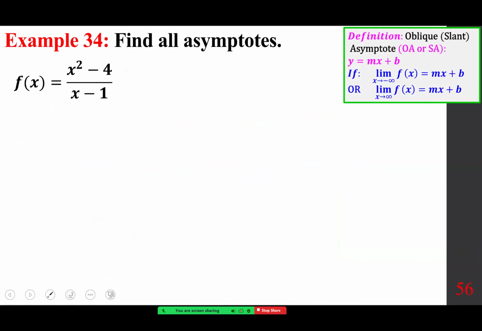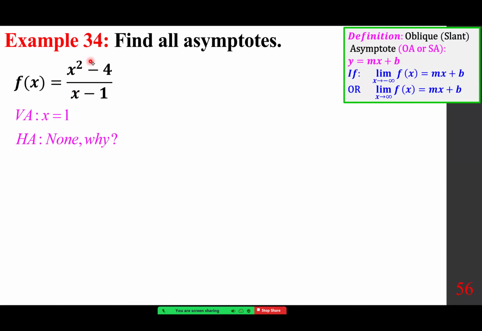So for example, we want to find all the asymptotes for this function, f of x is x squared minus 4 over x minus 1. First and foremost, make sure it's in its lowest terms. There's nothing in common between the top and the bottom. So the vertical asymptote would be x minus 1 equal to 0, or x equals 1. Horizontal asymptote, we don't have any, because the degree of the numerator is 2 and the degree of the denominator is 1, which makes the numerator larger. So there is no horizontal asymptote. However, the difference of exactly 1 means we have a slant asymptote.